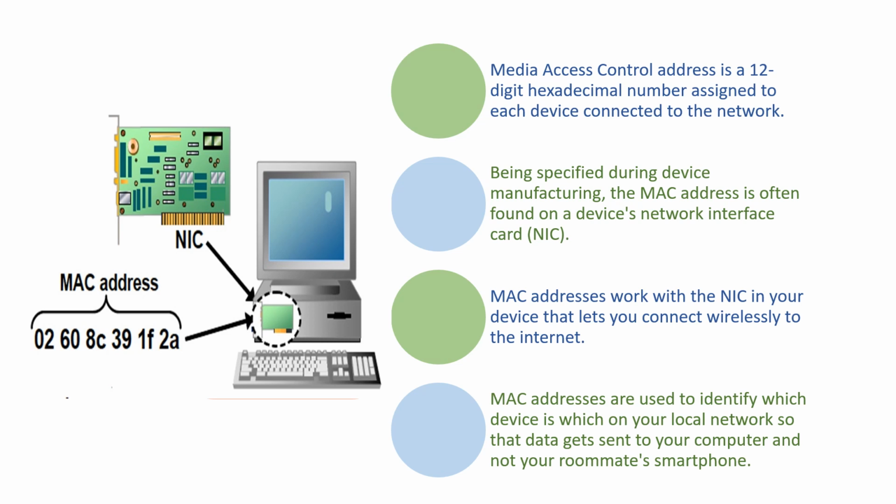So that the data gets sent to your computer and not to your roommate's smartphone or any other device. That is, data for you should come to your device and not to your roommate's device. So for this, the MAC addresses are used, which uniquely identifies the device. That is, which device is which in the local network.